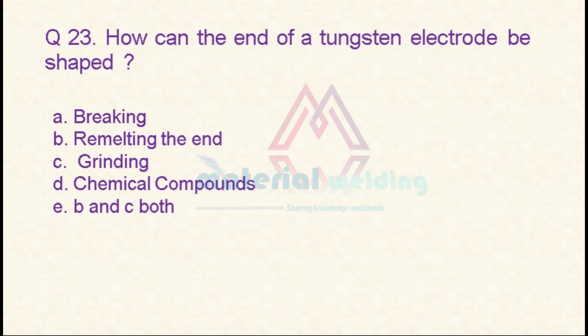Question 23. How can the end of a tungsten electrode be shaped? A. Breaking. B. Remelting the end. C. Grinding. D. Chemical compounds. E. B and C both.